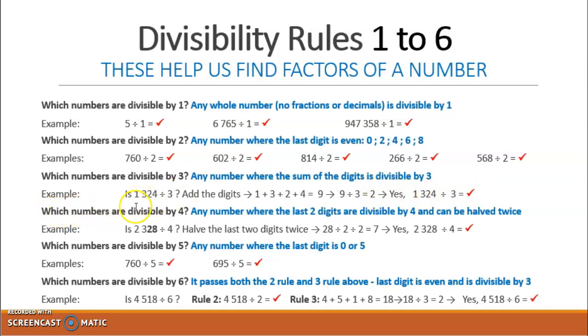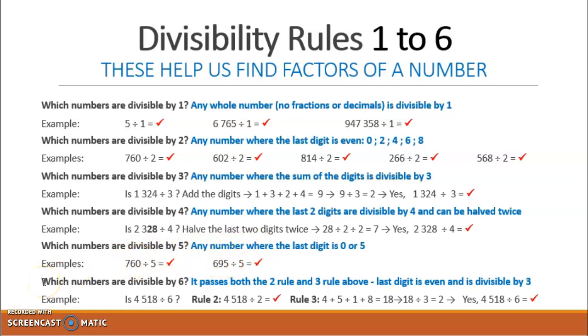Next, which numbers are divisible by 4? That is, any number where the last two digits are divisible by 4 and can be halved twice. For example, 2,328. If we halve the last two digits, 28, twice: 28 divided by 2 is 14, divided by 2 again is 7 without a remainder. So yes, 2,328 is divisible by 4. Next, which numbers are divisible by 5? That's any number where the last digit is 0 or 5.